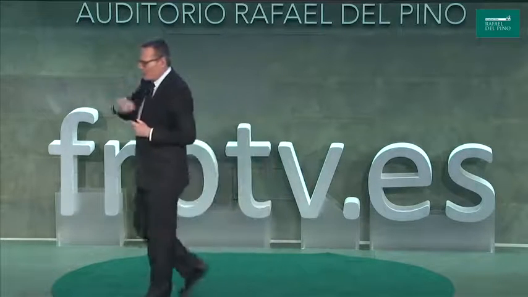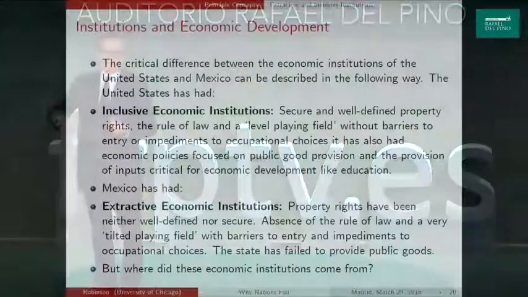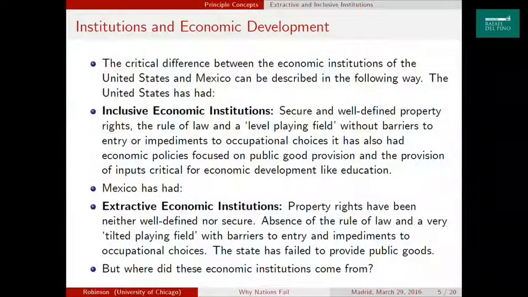What is it about the economic institutions of the United States that have these desirable effects? It's because they're inclusive. Whereas in Mexico, you have a different set of economic institutions that we're going to call extractive. So this dichotomy is very simplistic.